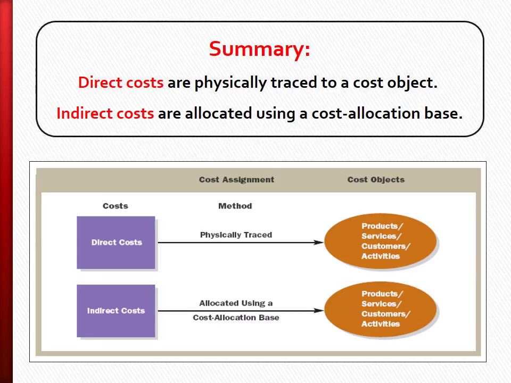Okay, so to summarize, as you go forward, please keep in mind that there are two dimensions here. One is variable costs and fixed costs that we discussed extensively in Unit 9. The other dimension is direct costs and indirect costs, which we're now discussing in Unit 10.